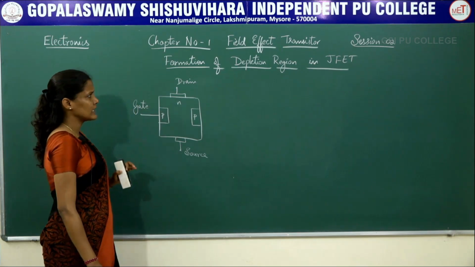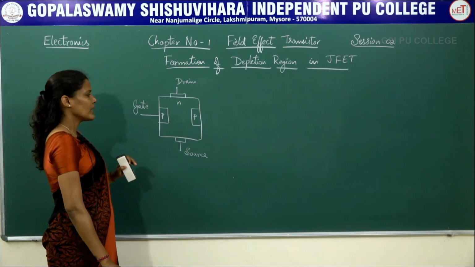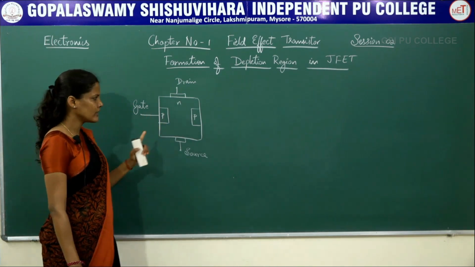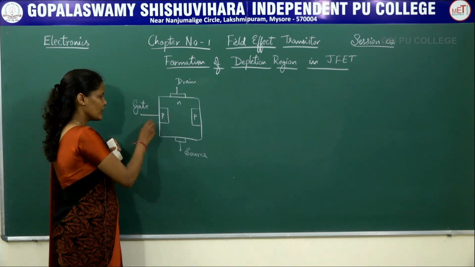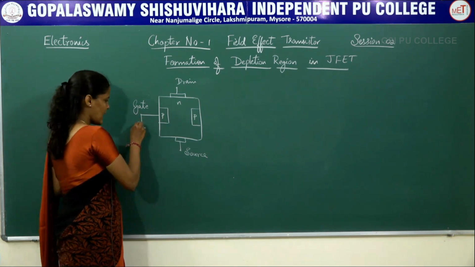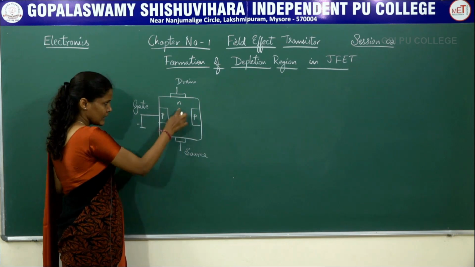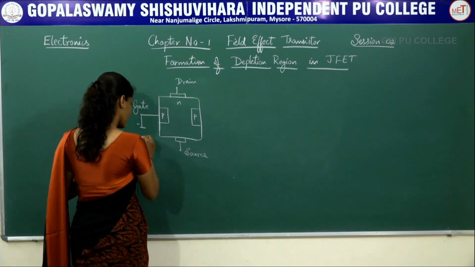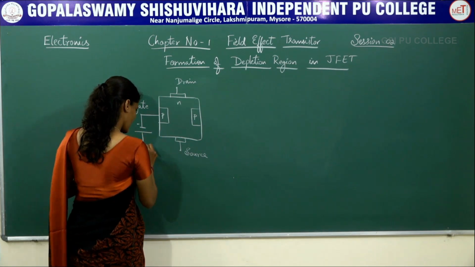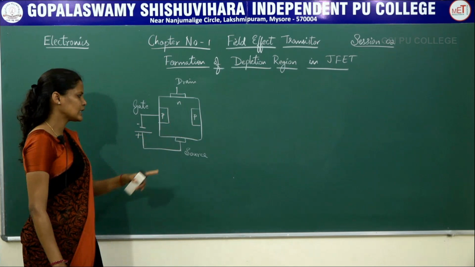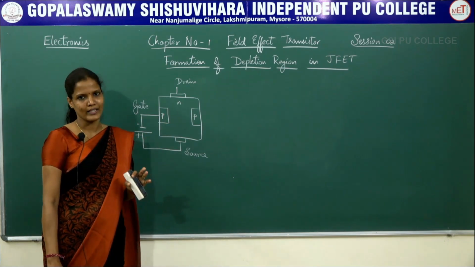In order to understand the formation of depletion region, we have to reverse bias these PN junctions. In order to reverse bias the PN junction, the P-type semiconductor must be connected to the negative terminal of the battery, and the N-type is connected to the source terminal. So the source must be connected to the positive terminal of the battery in order to connect this PN junction in the reverse biasing condition.